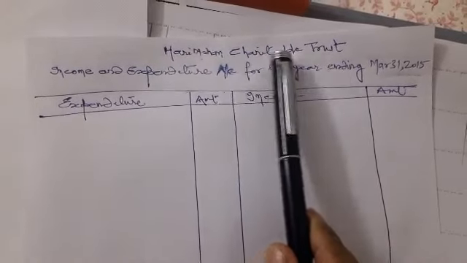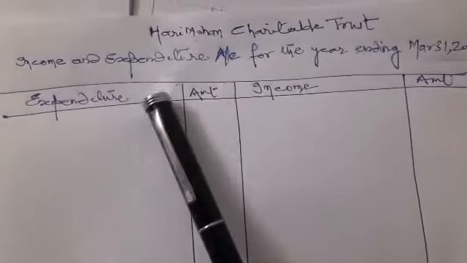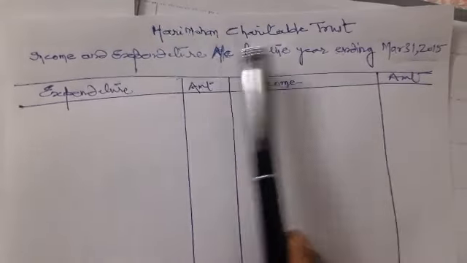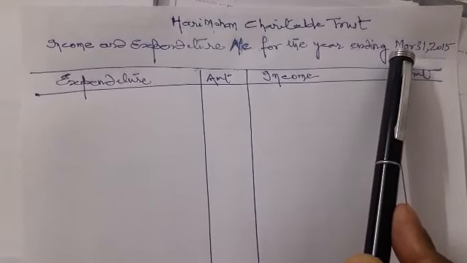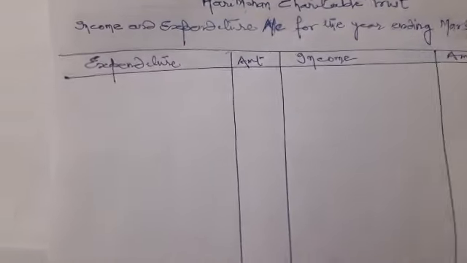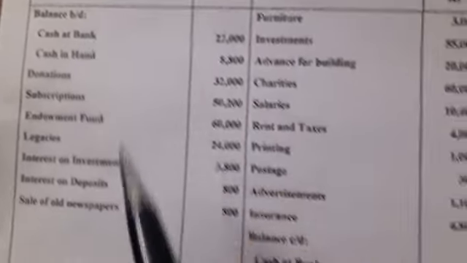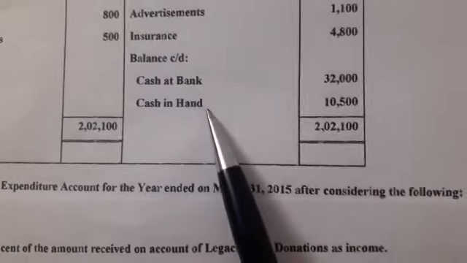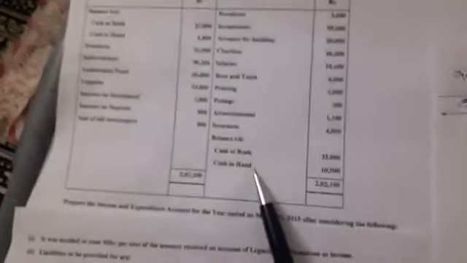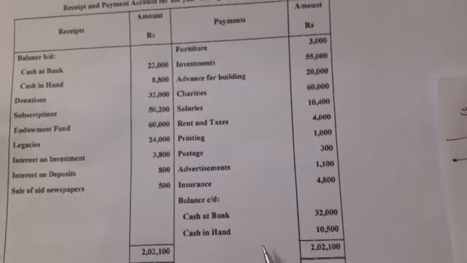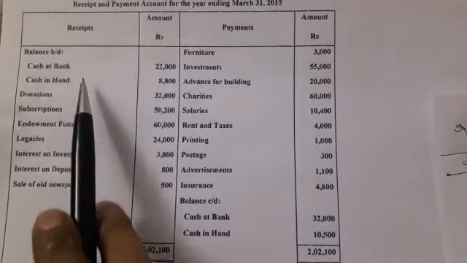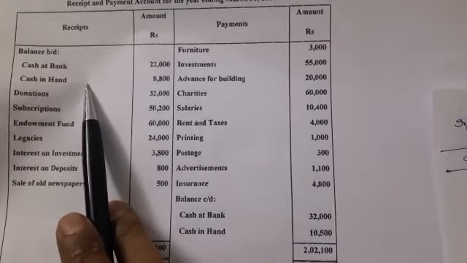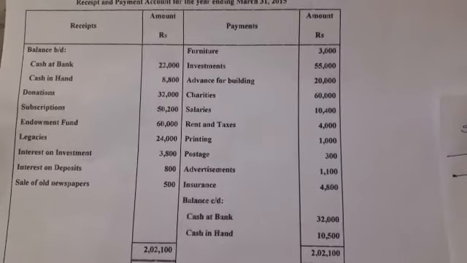First we'll write the name of the institution, that is Hari Mohan Charitable Trust, the name of the account and the year ending. When we prepared the receipt and payment account, we always started with the opening balance of cash and ended with the closing balance of cash. But the income and expenditure account does not take into account these opening or closing balances. So the opening balance of cash is not included in the income and expenditure account.